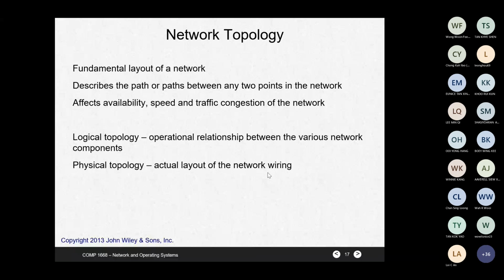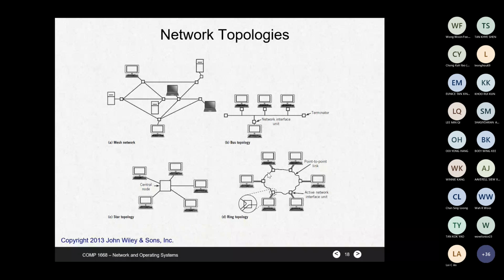So when it comes to network topology, it is not new for you. Very sorry, because most of the stuff here, like what I said earlier, is very basic. Just refresh. We will cover the fundamental layout of a network, and also logical topology and physical topology. What are the differences? I will give you some examples. There are various network topologies. Mesh network means it's a combination of one or two; sometimes we call it hybrid.